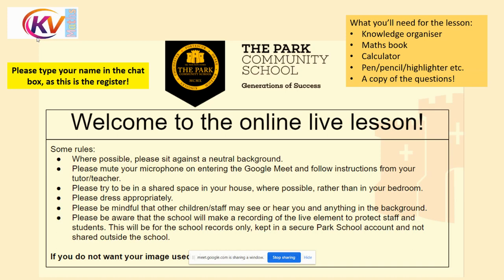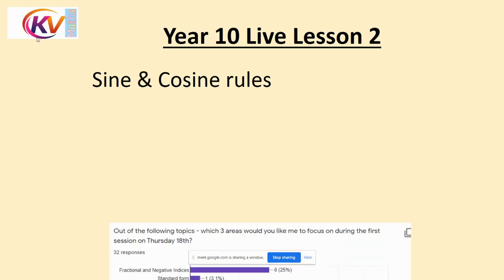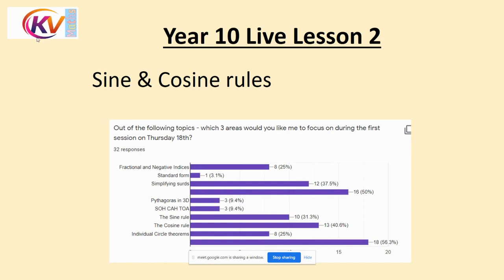That's absolutely fine. For our second live lesson, we're going to be having a look at the sine and cosine rules. As I mentioned last week, the key areas that you highlighted were the circle theorems and surds, and then the sine and cosine rule. I have a little bit at the end on fractional and negative indices, but that's time dependent on whether we get to those or not. So I'm going to focus just on sine and cosine as our priority at the moment.